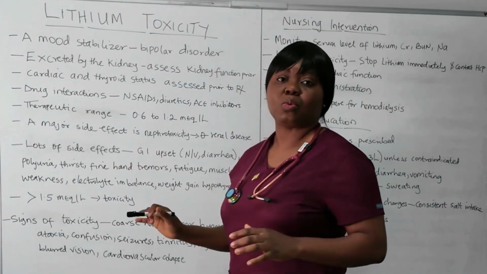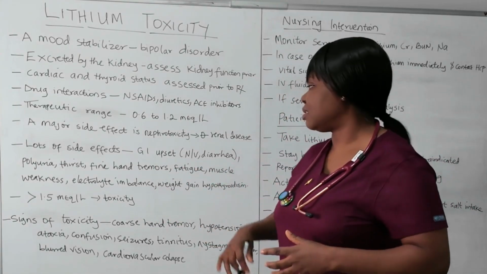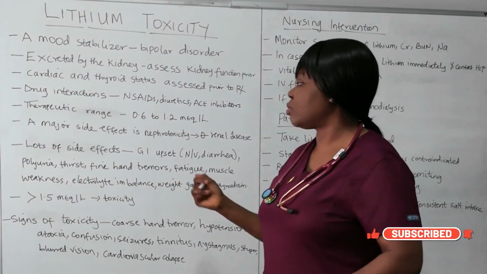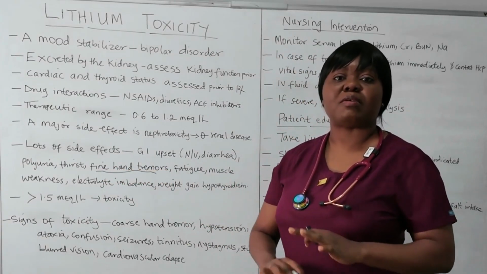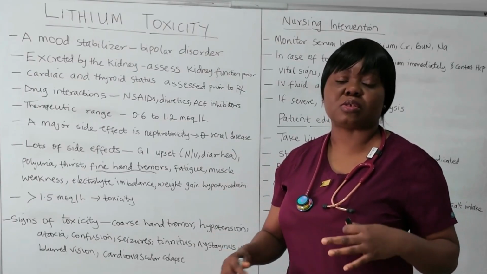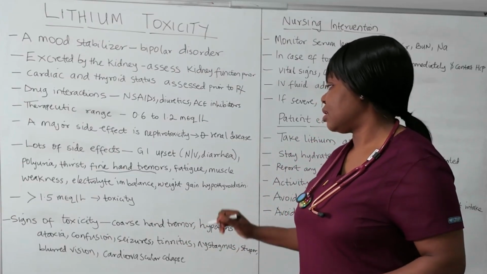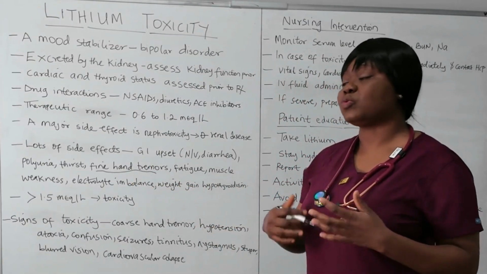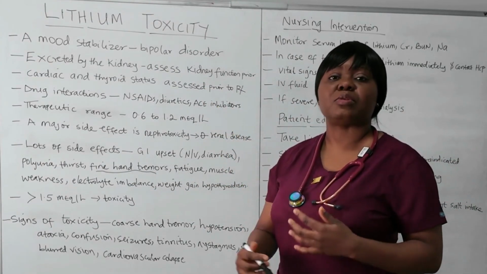Other side effects you need to know, in their mild form, include GI upset, nausea, vomiting, diarrhea, and polyuria. Then we have fine hand tremors. Take note, this one is fine hand tremors, not coarse hand tremors. Fine hand tremor is a normal side effect for someone taking lithium, but you need to watch closely to be sure it's not coarse hand tremor, where the tremor is so serious, so massive. Then fatigue and muscle weakness. We have electrolyte imbalances. The patient can experience weight gain and even hypothyroidism. That's why I said we need to assess the thyroid before patients start lithium.